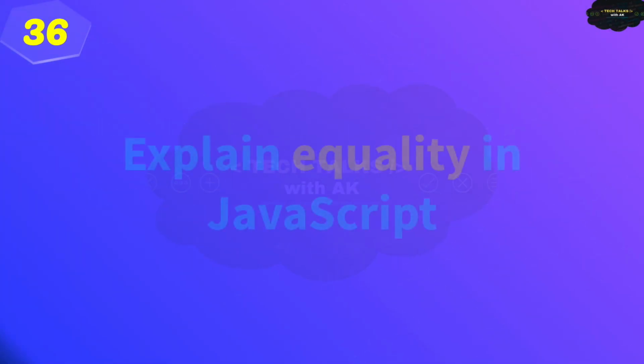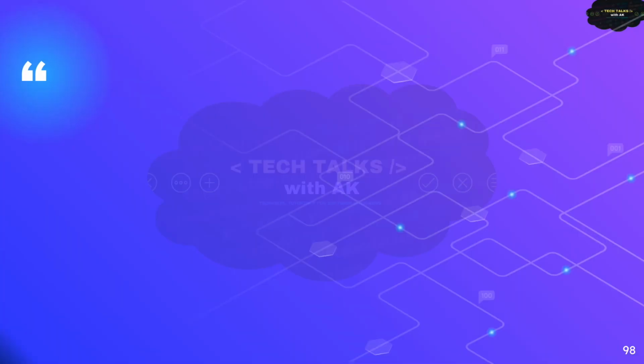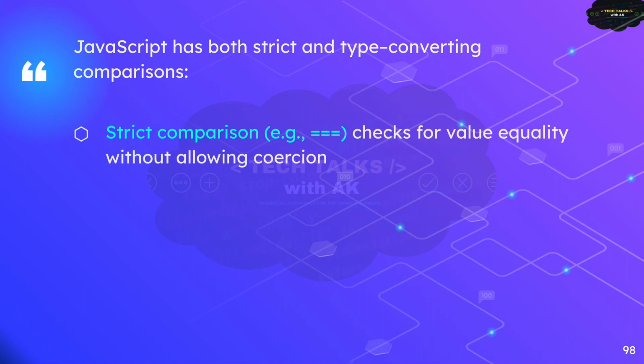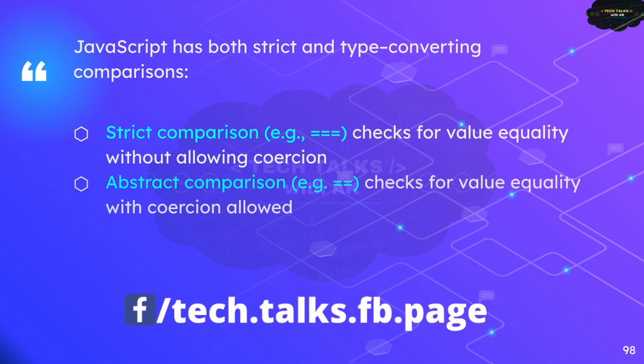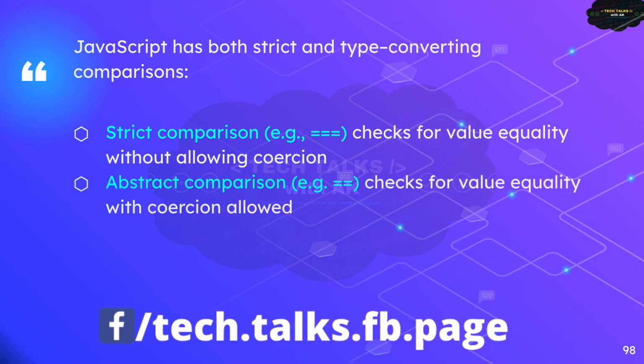Next question is, explain equality in JavaScript. And the answer is, JavaScript has both strict and type-converting comparisons. Strict comparison, meaning triple equals, checks for value equality without allowing coercion. Abstract comparison, meaning double equals, checks for value equality with coercion allowed.